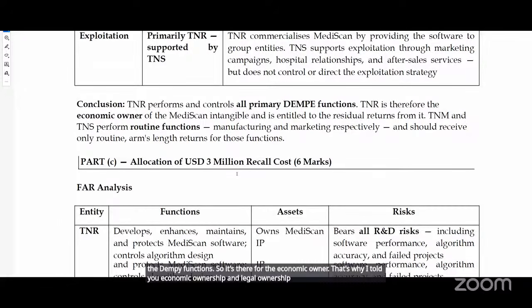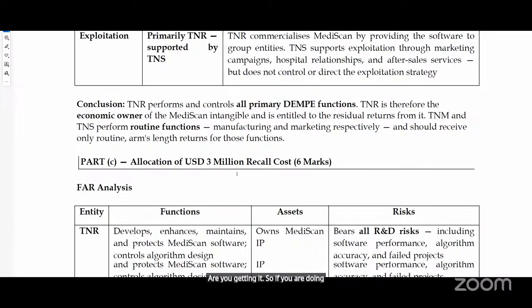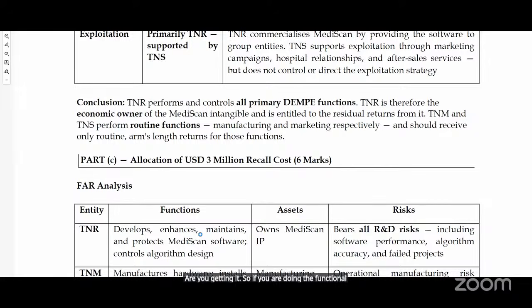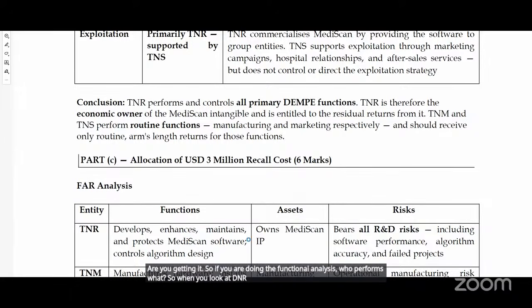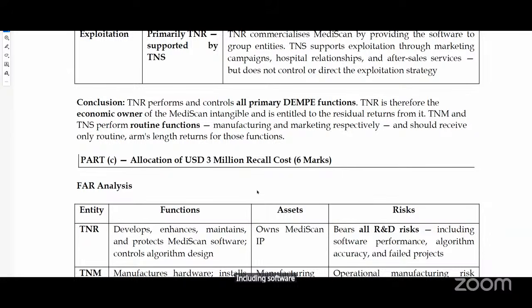That's why I taught you economic ownership and legal ownership. Are you getting it? So if you are doing the functional analysis, who performs what? When you look at TNR, his functions are that he develops, enhances, maintains and protects the medical software. Then he controls algorithm design. The asset he owns is the medical intangible property, and he bears all R&D risks, including software performance, algorithm accuracy, and even the field project. You know how to do functional analysis, right?